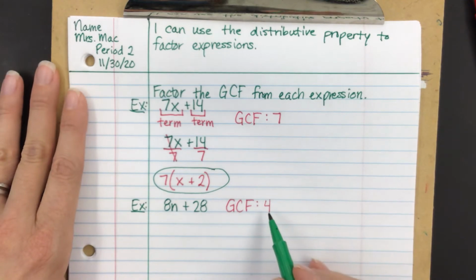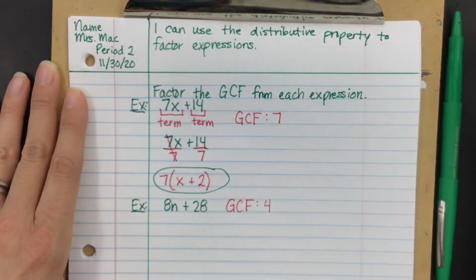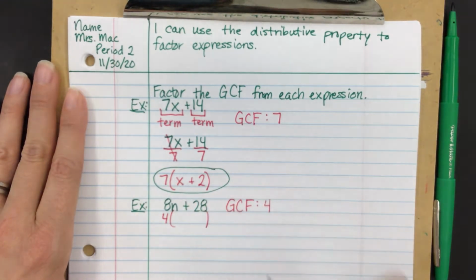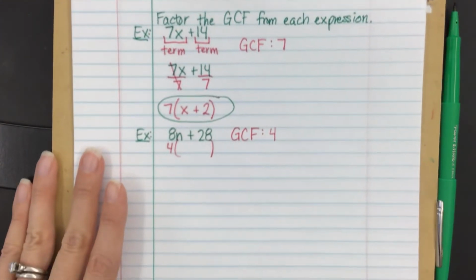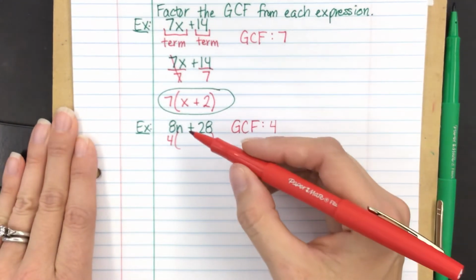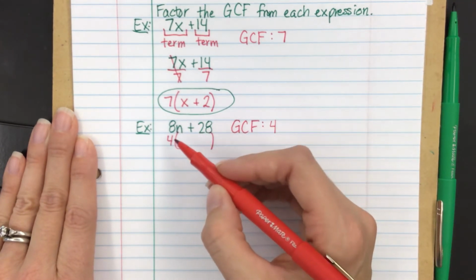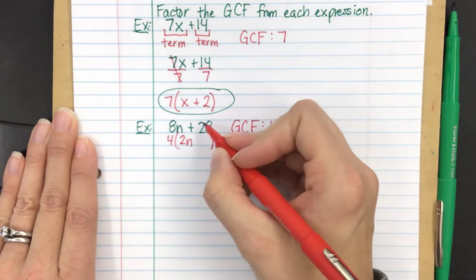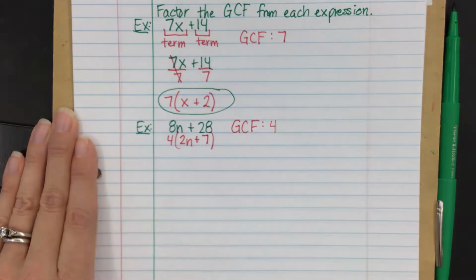So since my greatest common factor is 4, I'm going to pull out a 4. Okay, and then to decide what's left in the parentheses, I'm going to divide both of these terms by 4. So 8n divided by 4 is 2n. 28 divided by 4 is 7.